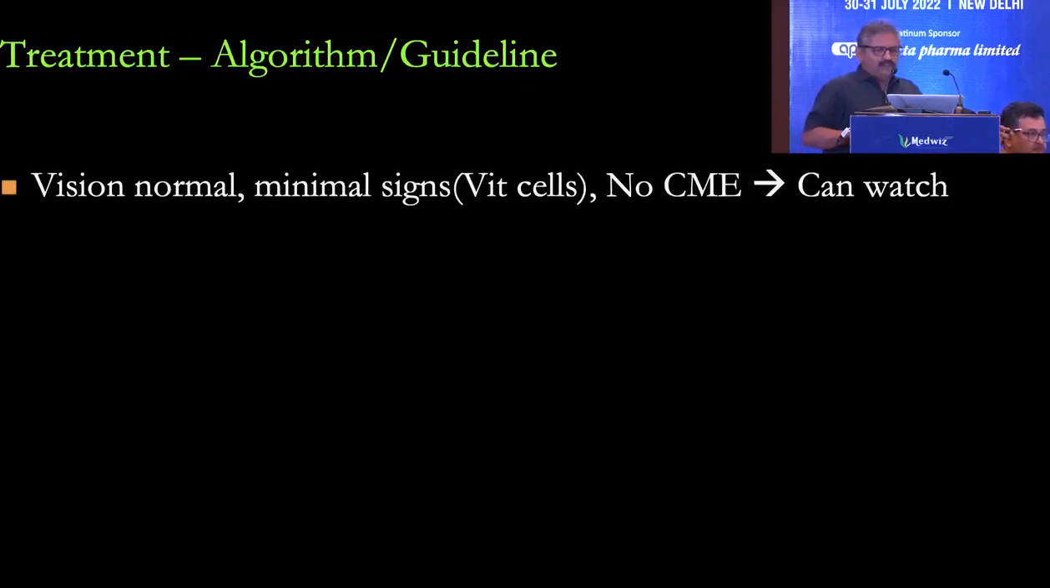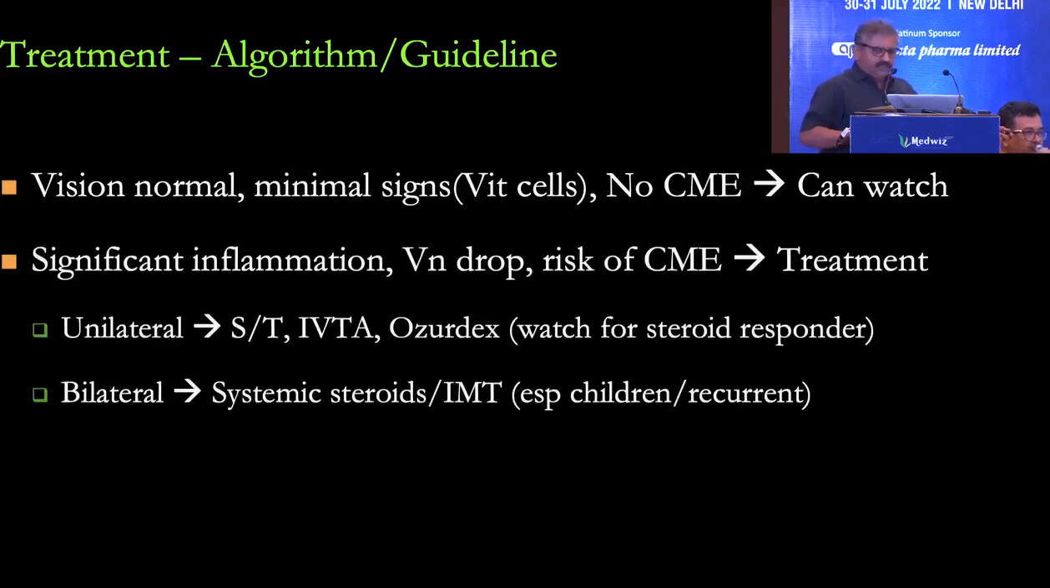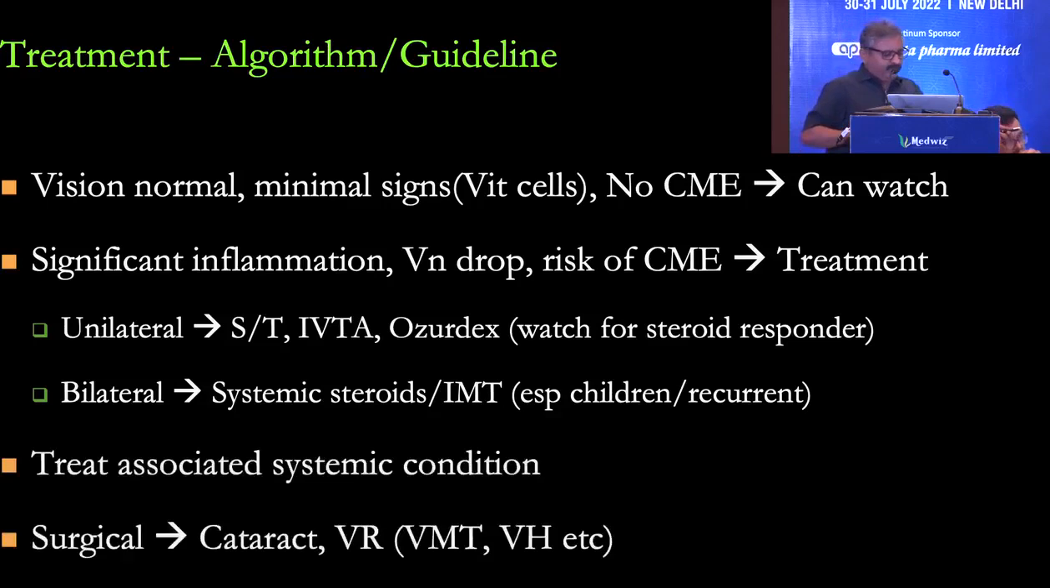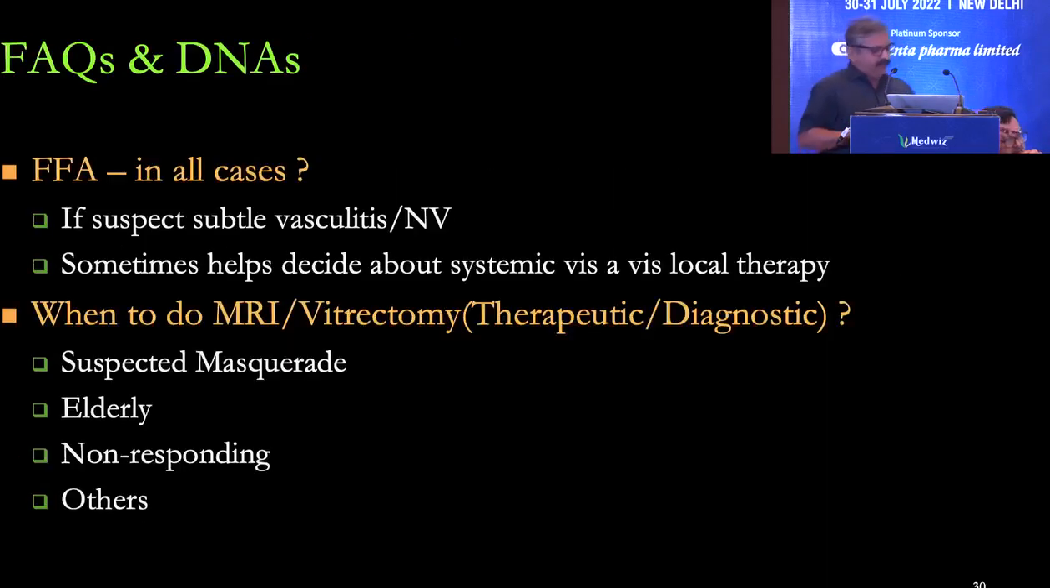So if the vision is normal and there are minimal signs in intermediate uveitis, maybe you can watch. But if there is significant inflammation with vision drop and it's unilateral, then local steroid injections may be helpful. But if it's bilateral, systemic steroids and immunosuppressives. Immunosuppressives, especially in children, are the primary therapy for intermediate uveitis in a child. Treat the associated systemic condition.